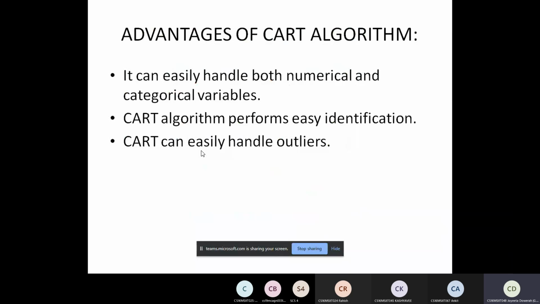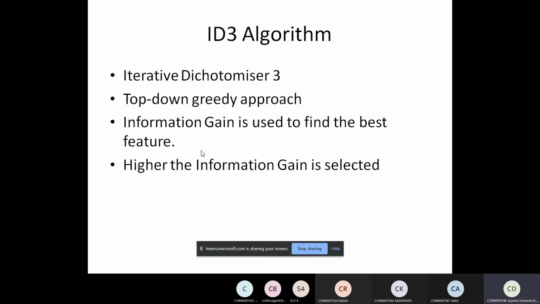The CART algorithm easily identifies the most significant variables and eliminates the less significant ones. And it can easily handle outliers. When we are working with machine learning algorithms, we generally deal with outliers, right? So our main job is to remove those outliers. Outliers are observations that lie an abnormal distance from other values in a random sample. If we remove those outliers, the models provide more accurate results.